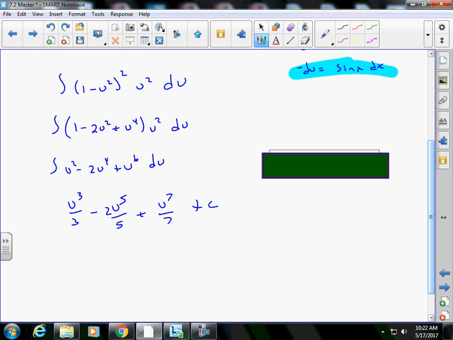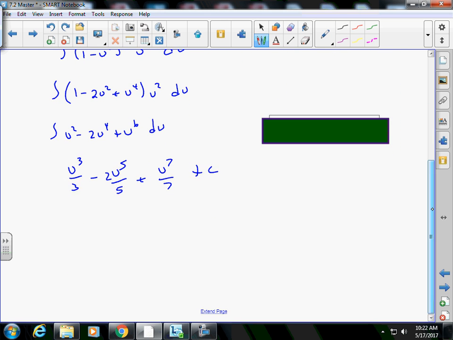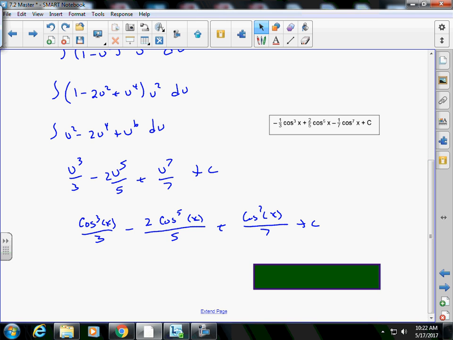Now I have to put back what u was. I want everything back in terms of x, so u was cosine of x. That was cosine cubed of x over 3 minus 2 cosine to the fifth of x over 5 plus cosine to the seventh of x all over 7 plus my constant.